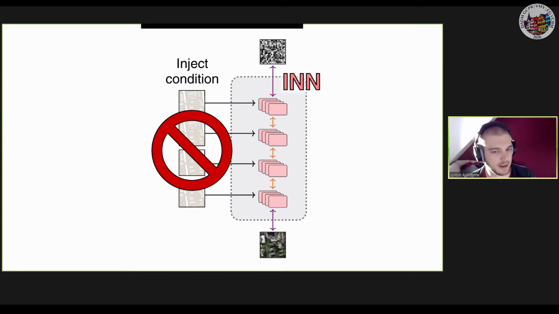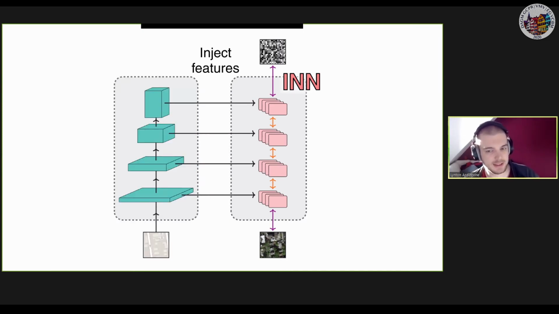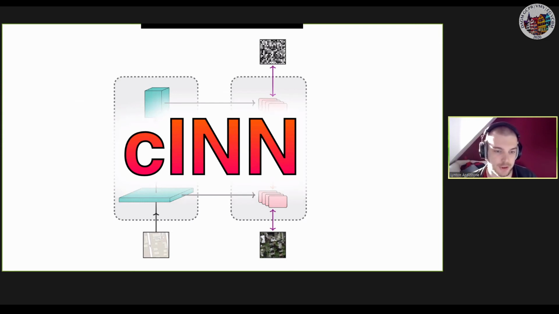Obviously, we saw one way how to do this on Monday in HINT or C-flow, which are very similar methods. But in fact, there's an even simpler way to do this, which is our method that I'm going to show now. What we do is we just use the levels of a feature pyramid as these conditioning inputs for each layer. And this feature pyramid is just extracted by a standard feed-forward network. I'll put VGG here as an example. Okay, and this whole setup we call a conditional invertible neural network, or CINN for short.